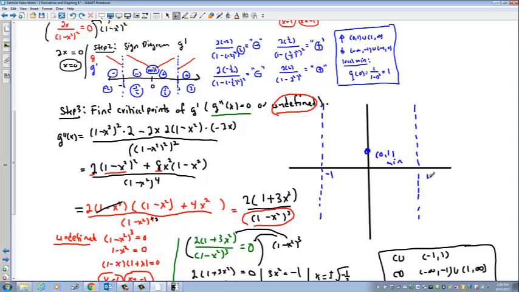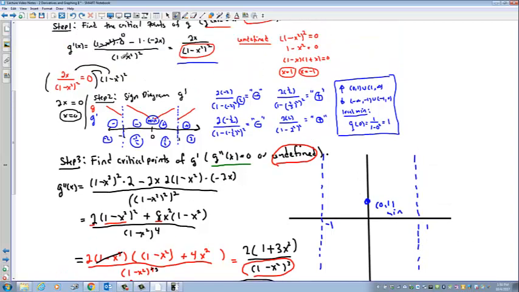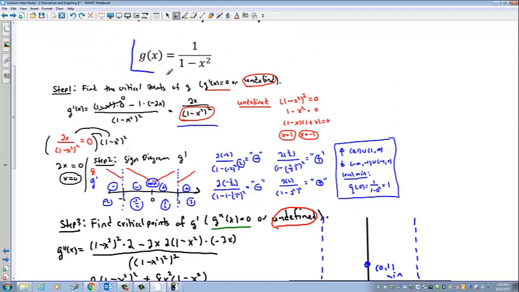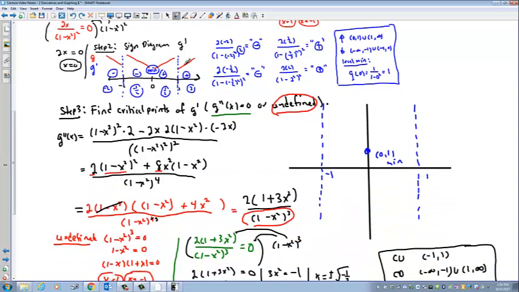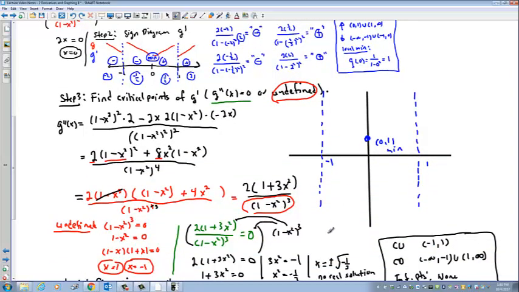I know I have that because the original function is not defined at plus or minus 1. If you try to plug that in, you're dividing by 0. So basically the function is going to blow up at 1 and negative 1. Now how it blows up, there are several ways to tell that.